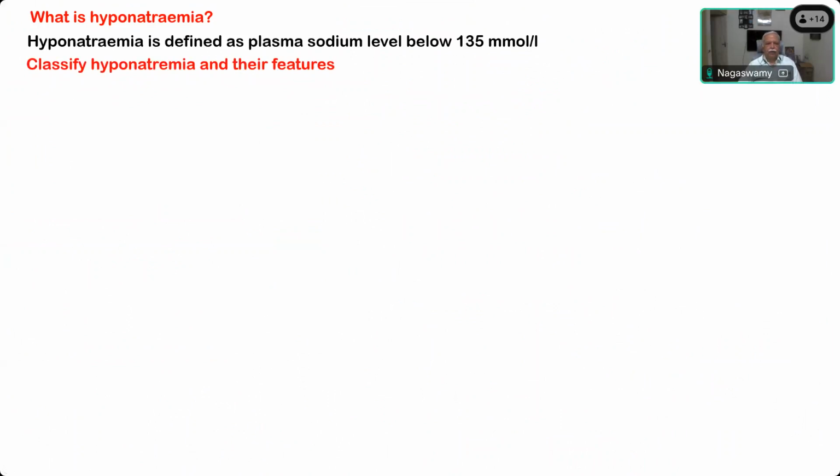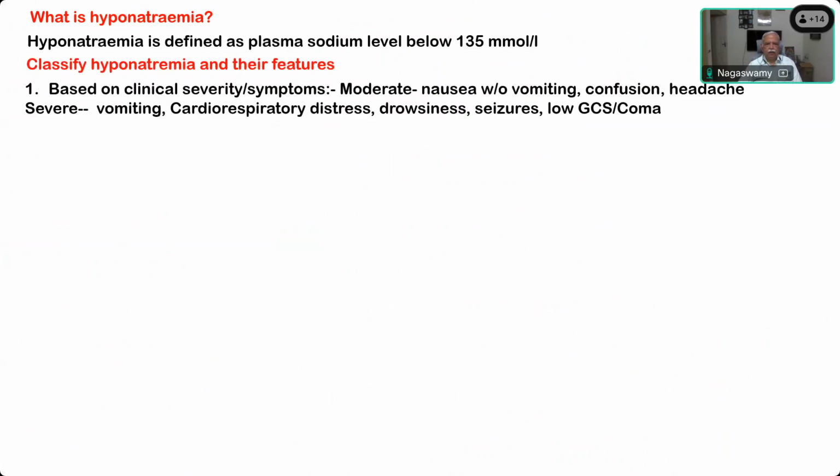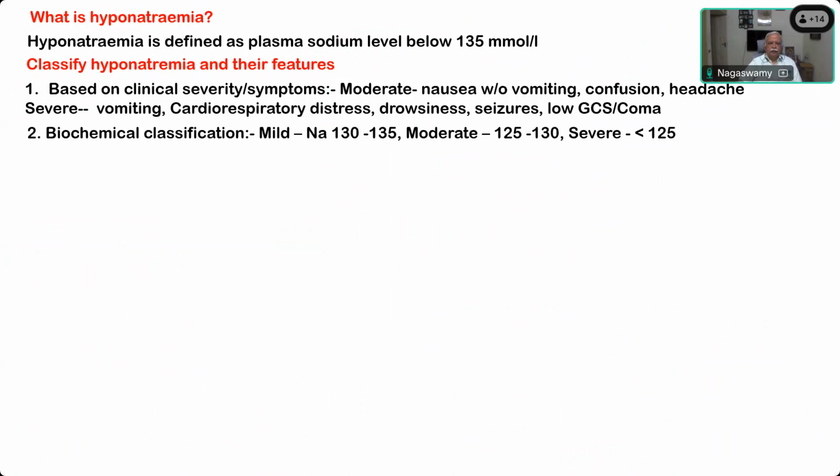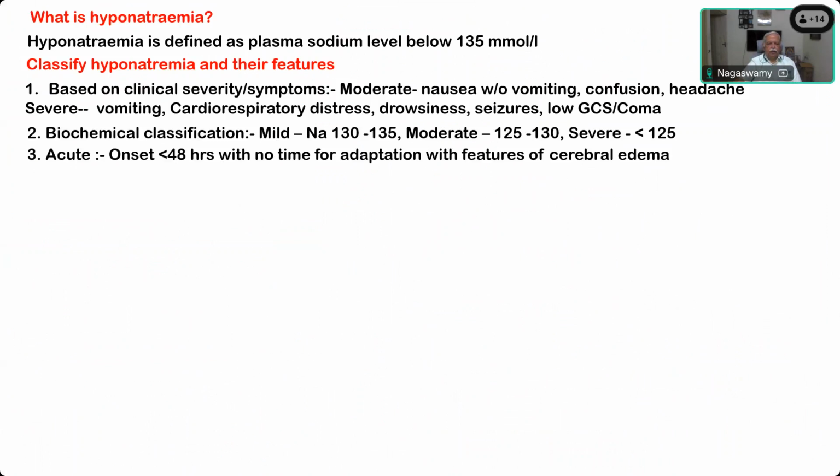You can classify hyponatremia based on clinical severity. Moderate: there will be nausea without vomiting, confusion, headache. Severe: vomiting, cardiorespiratory distress, drowsiness, seizure. Or it can be a biochemical classification based on the sodium value: mild is 130 to 135, moderate 125 to 130, severe less than 125. Or it can be called acute, with onset less than 48 hours, with no time for adaptation, with features of cerebral edema.